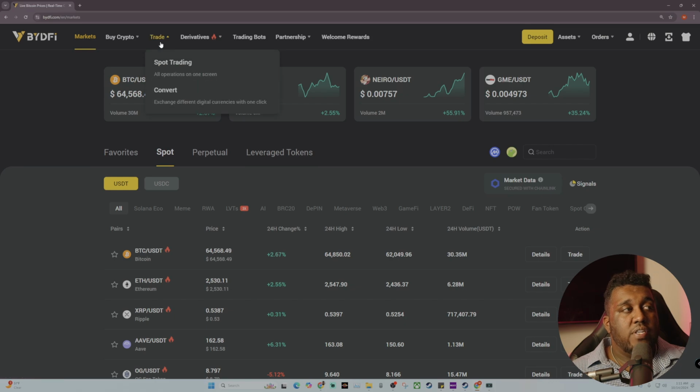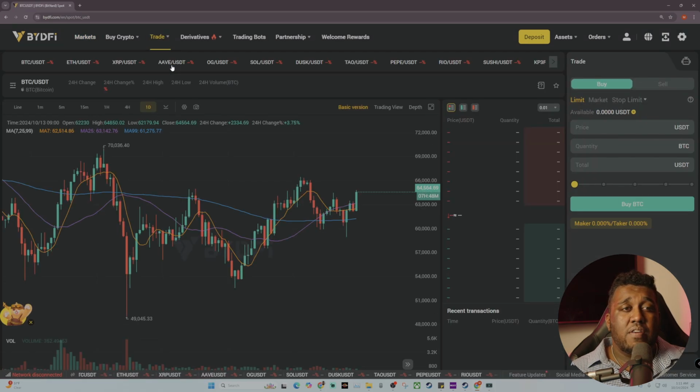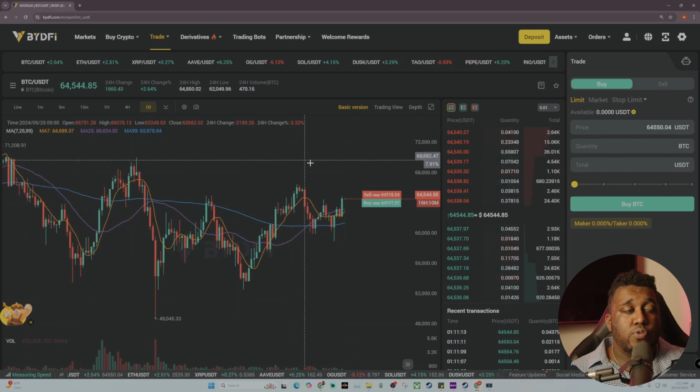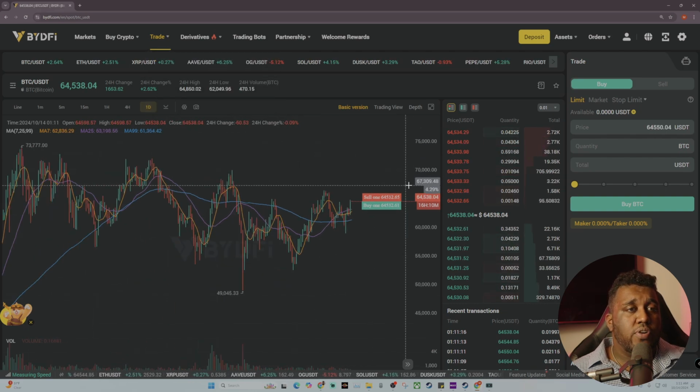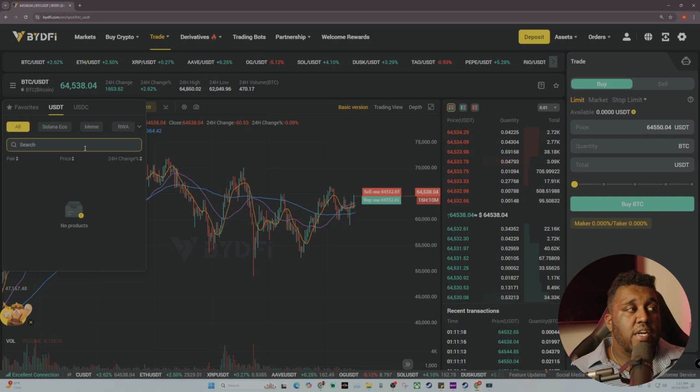Now, afterwards, you guys are going to go over here to spot trading and convert. Most of you guys will not be doing converting, but if you want to, I'll make a separate tutorial about that. When it comes to trading spot, there are a lot of tokens you guys can use, of course.